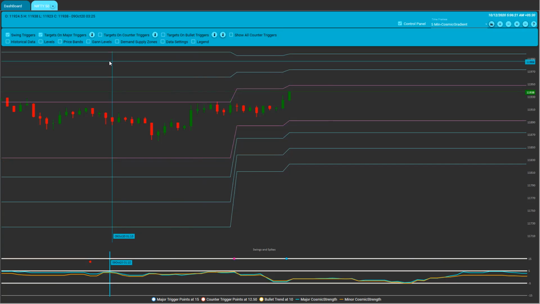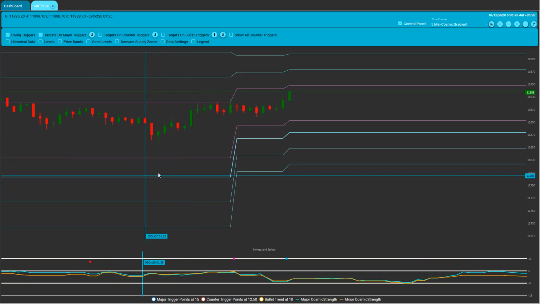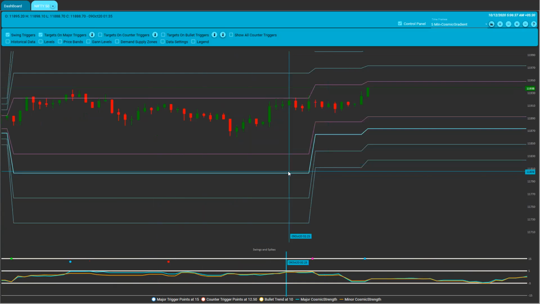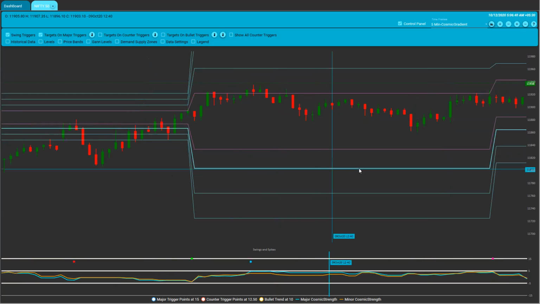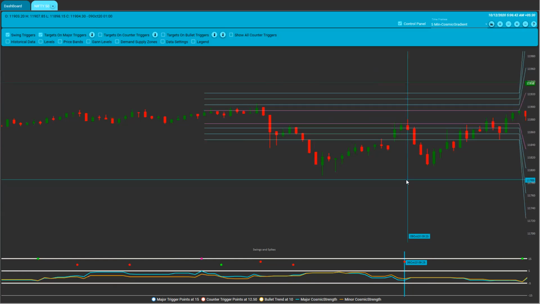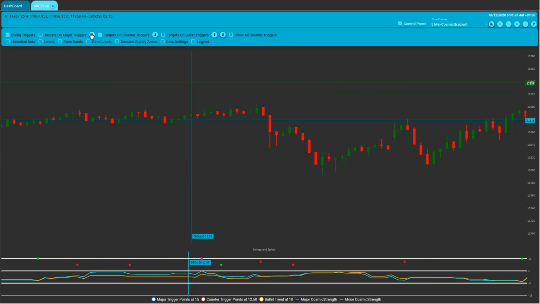Now how do we clear it? We can clear these lines with this button, Clear Major Target Line, because all the major target lines we have plotted are here. For earlier days also you can plot it, no issue. We will clear these lines.